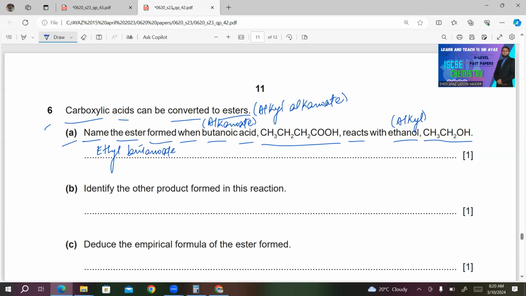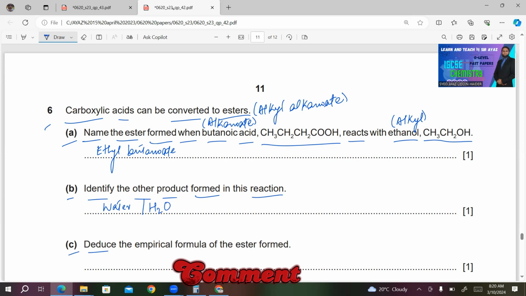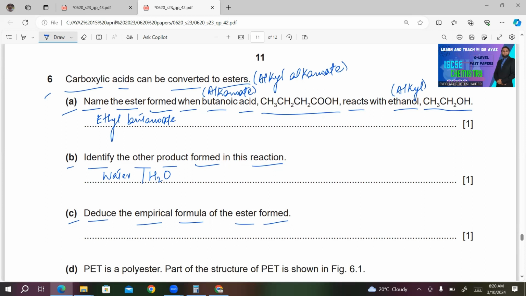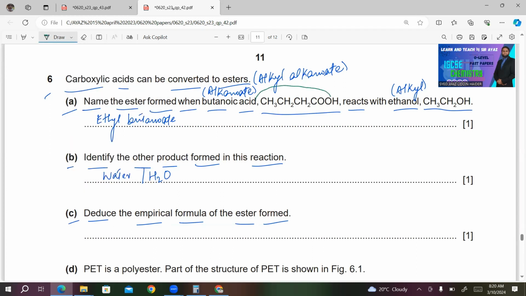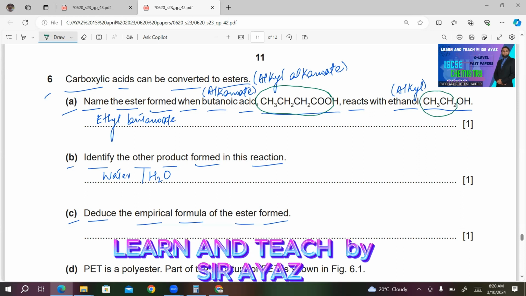Ethyl butanoate. B. Identify the other product formed in this reaction. Water, or you can even write the formula of water, H2O. C. Deduce the empirical formula of the ester formed. First I need to draw the formula for the ester, then the molecular formula, then we'll make the empirical formula. Here we have the butanoate group coming from butanoic acid and the alkyl group, the ethyl group, coming from ethanol.